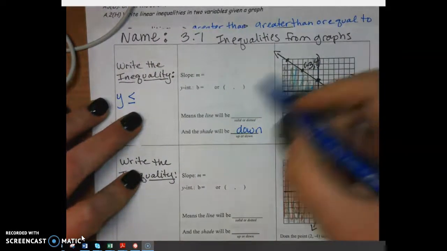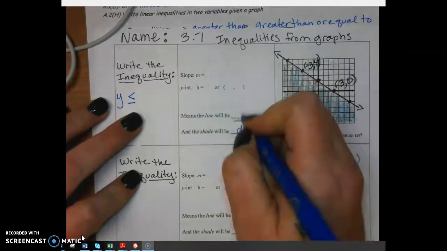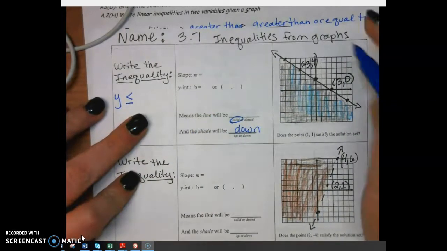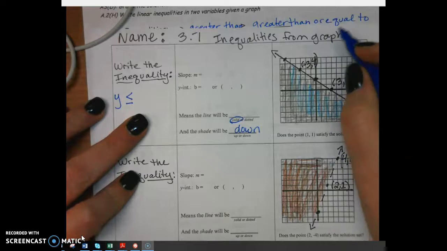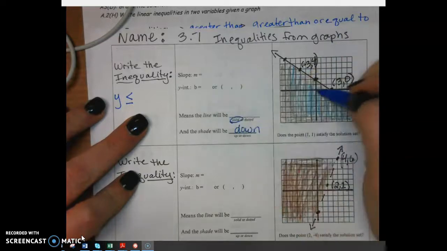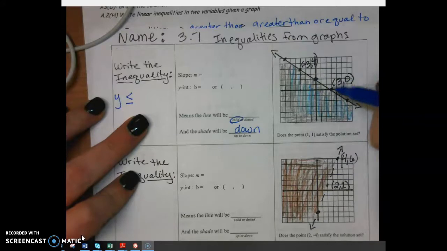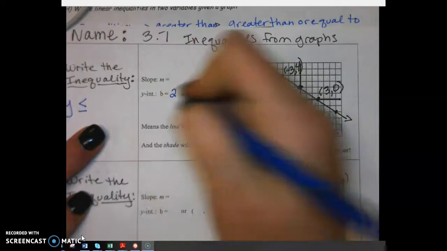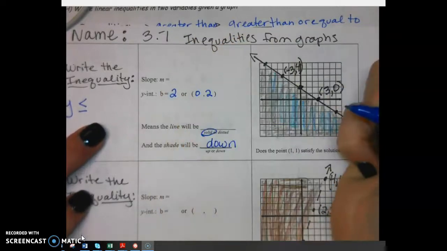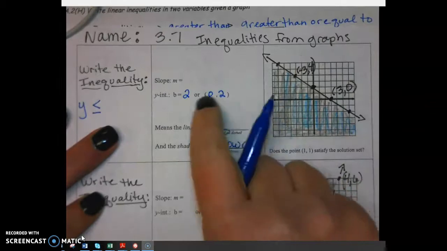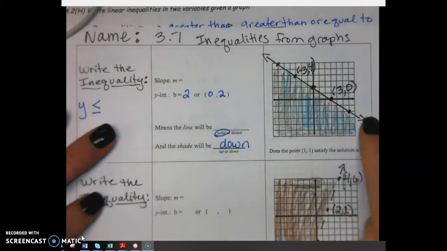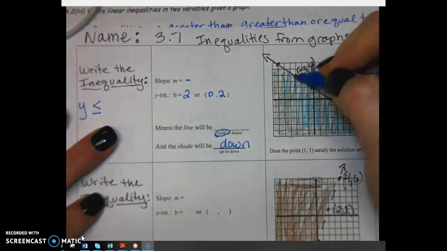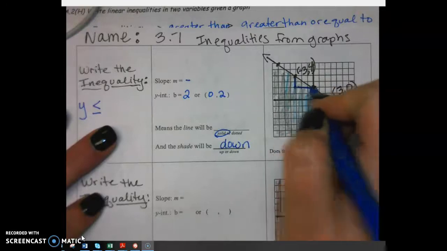So now, let's see. Our line is solid. That's how we knew we had our equal to. Got a little ahead of myself. Okay. Let's see. What is our y-intercept? It looks like it's right here at 2. It's at 0, 2. Okay. And then my slope. Notice it's going down, so it's going to need to be a negative. And I'm going to look at it from here to here.